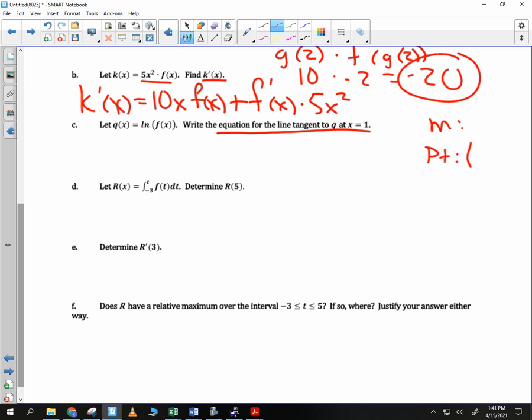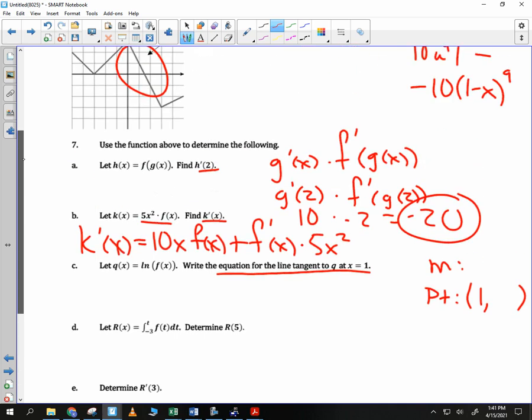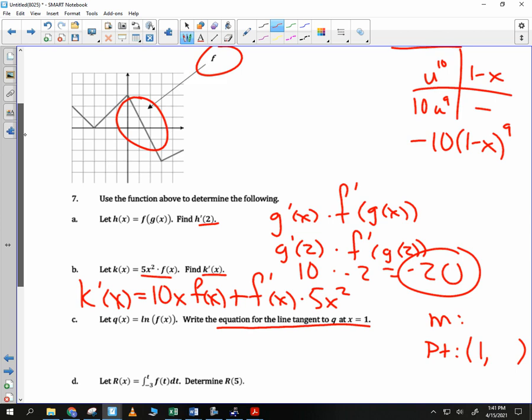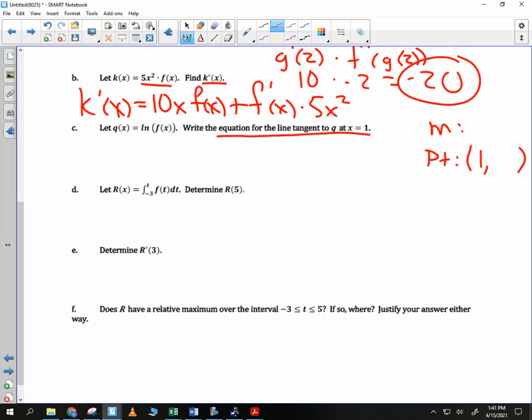I know the x value for the point, don't I? 1. Now I've got to figure out the y value. So I plug in 1. I have the natural log of f of 1. What is f of 1? 1. What's the natural log of 1? 0.